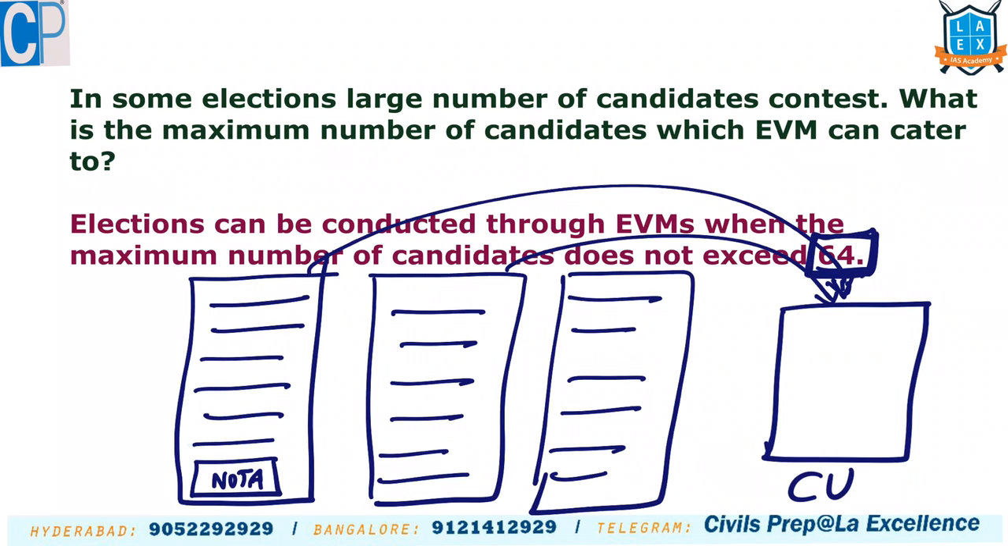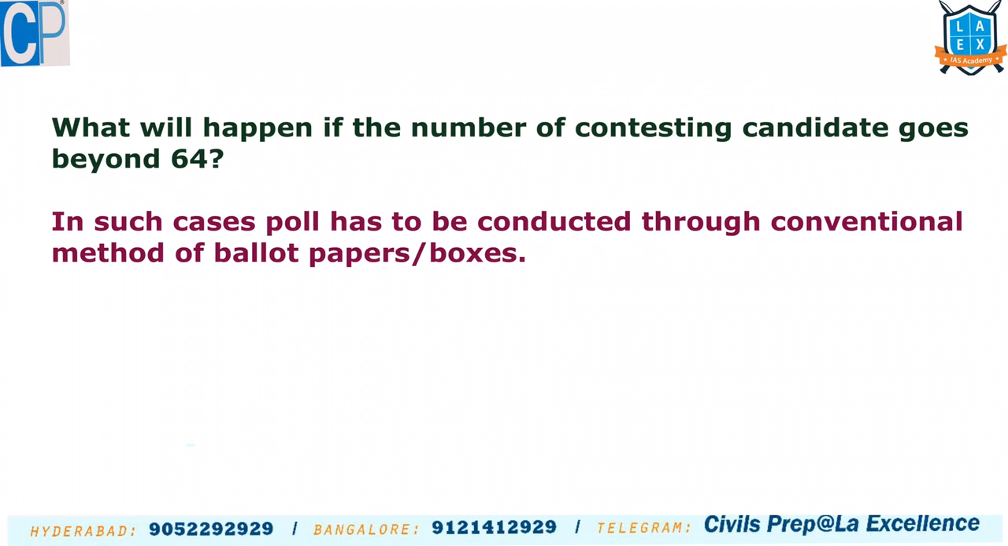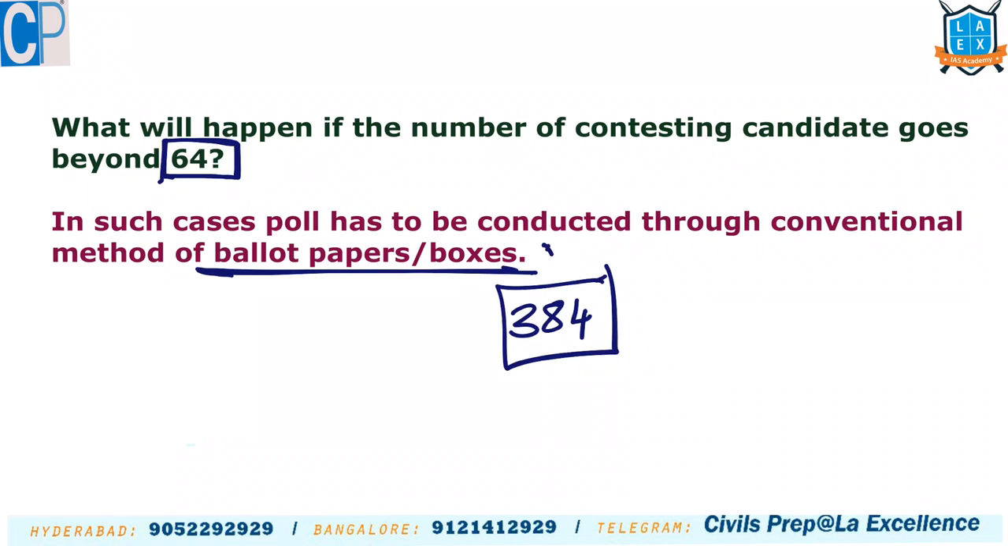But now, the advanced versions of EVMs can cater to 384 candidates. It means we can connect more ballot units to the same single control unit. Earlier, when the number of contesting candidates went beyond 64, the Election Commission of India used to conduct the vote using the conventional ballot paper system. But now, as we have an advanced version which can support 384 candidates, we won't be using this. We will be going for the advanced EVMs where we connect multiple ballot units to the same single control unit.